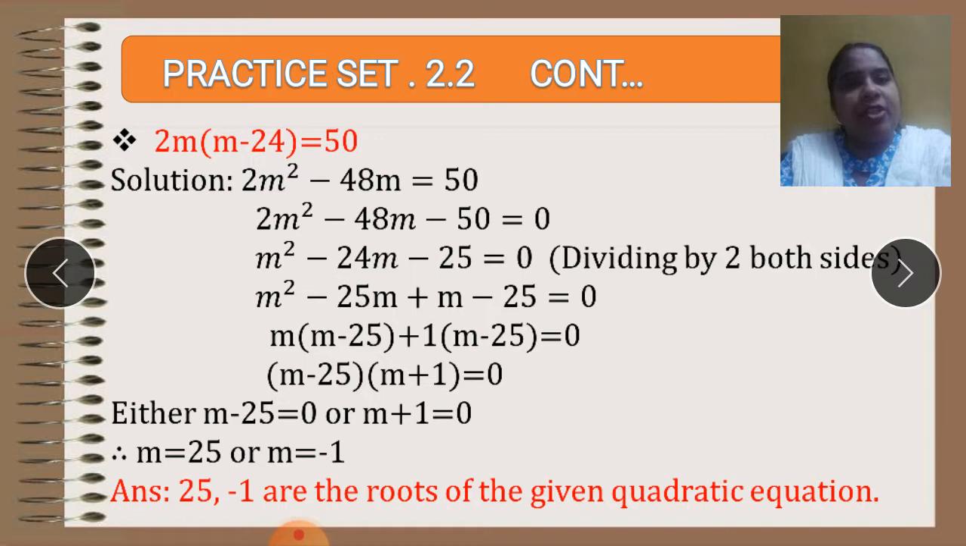So what should be our first step here? To get it in the standard form. I hope you know what the standard form of a quadratic equation is. It is ax square plus bx plus c is equal to 0. Okay. So now we will open the bracket here. 2m into m is 2m square. 2m into minus 24 is minus 48m, and that is equal to 50. Correct? Then 2m square minus 48m, shift this 50 this side, it will become minus 50 is equal to 0.